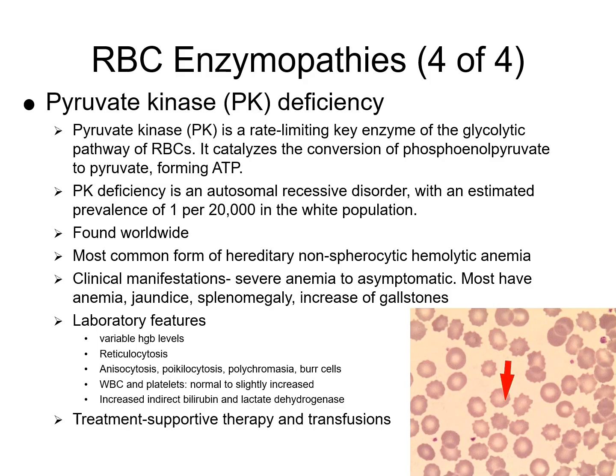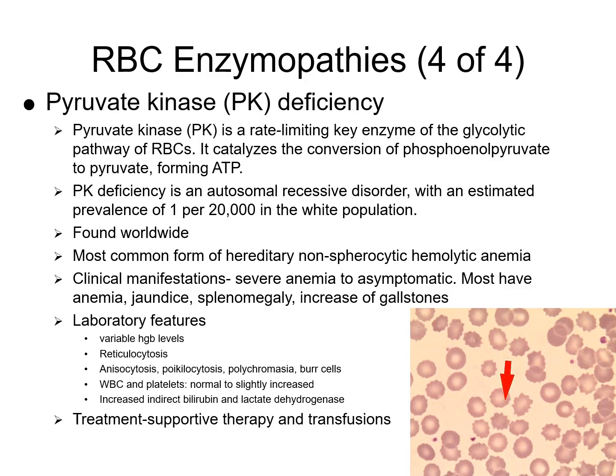For clinical manifestations, the spectrum can range anywhere from severe anemia all the way to asymptomatic, where patients don't even know they have it. Some common findings include anemia, jaundice, splenomegaly, and an increased incidence of gallstones, and this is due to chronic hemolysis. For laboratory features, we'll see variable hemoglobin levels. We'll also see reticulocytosis, which reflects the bone marrow compensation.